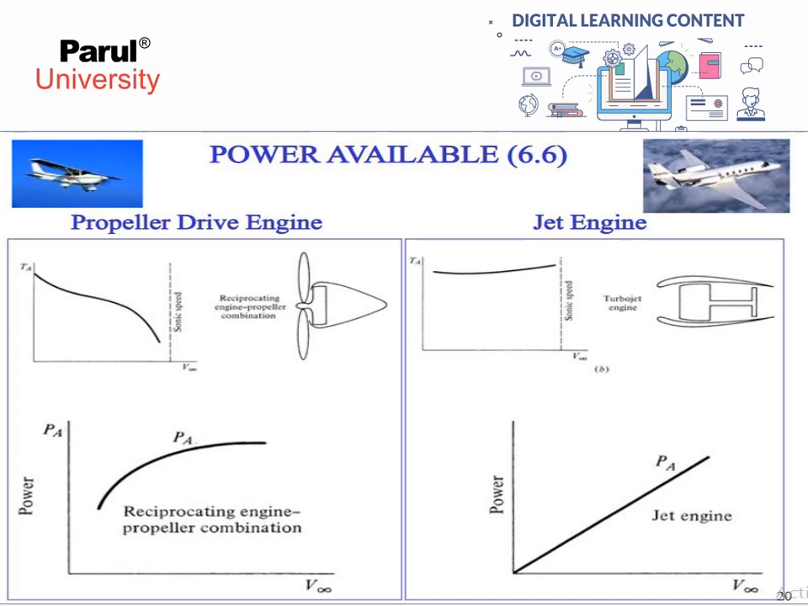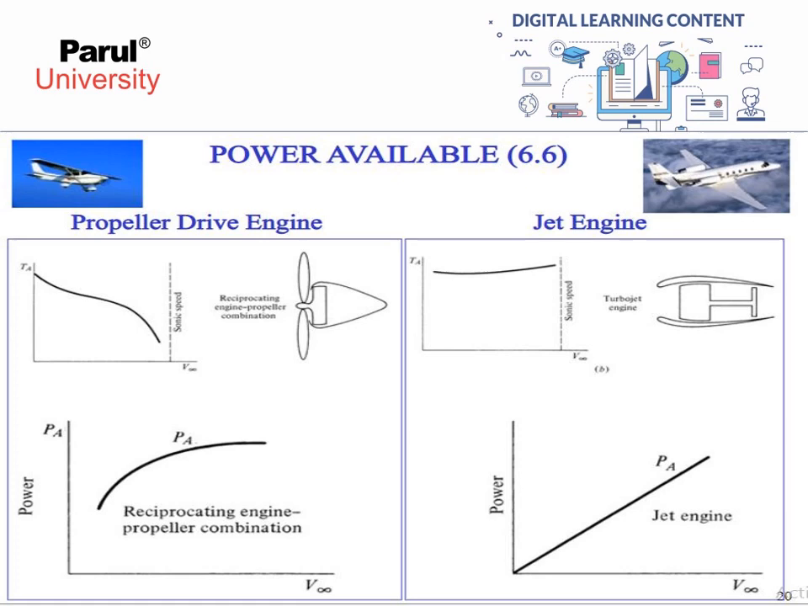In this graph, thrust available is continuously decreasing for a propeller driven airplane, and for a jet engine it is almost constant for a turbojet engine. In the graph we can also see the power available versus free stream velocity. Power available for a reciprocating engine propeller combination is increasing and thrust is almost constant, and for a jet engine the power available is continuously increasing linearly.